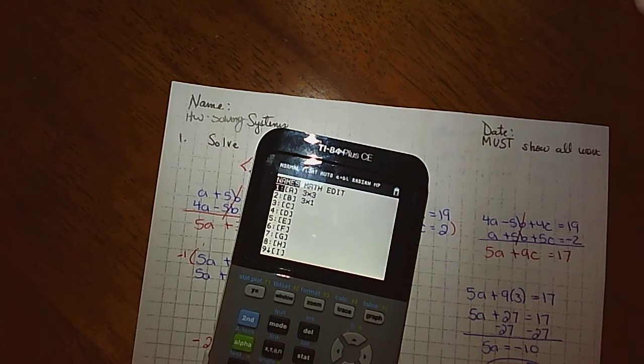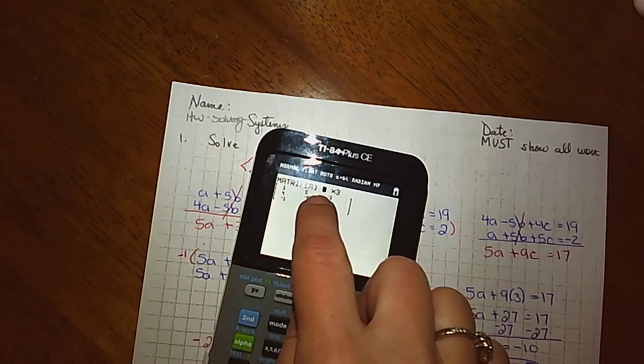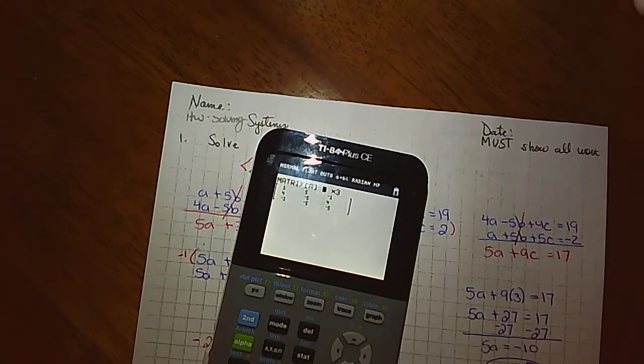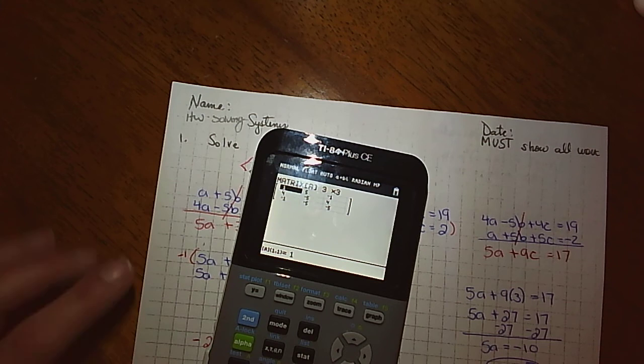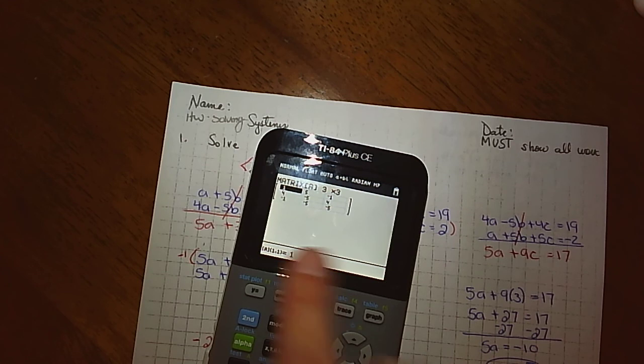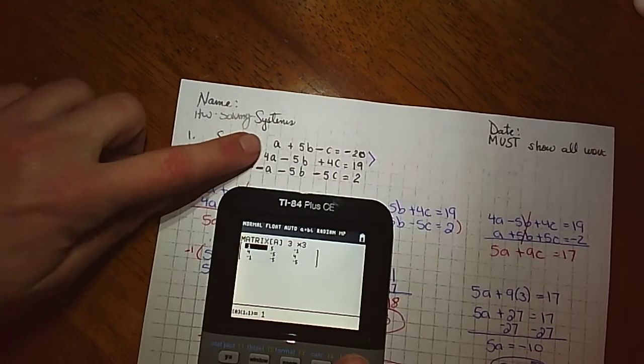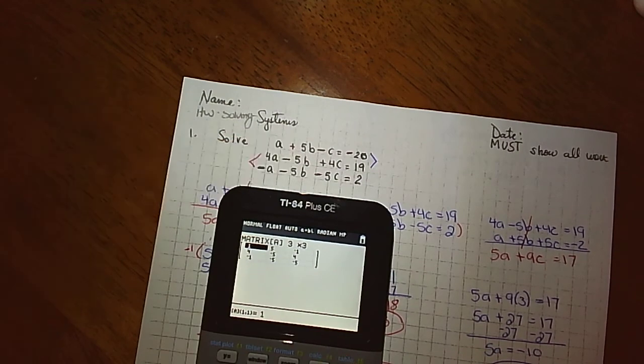Second matrix. You're going to go over to edit, enter. You're typing in 3 by 3. And then you're putting in all the coefficients. I had already entered these. So it's 1, 5, -1, 4, -5, 4. So you type in all the coefficients that correspond to each of these letters.